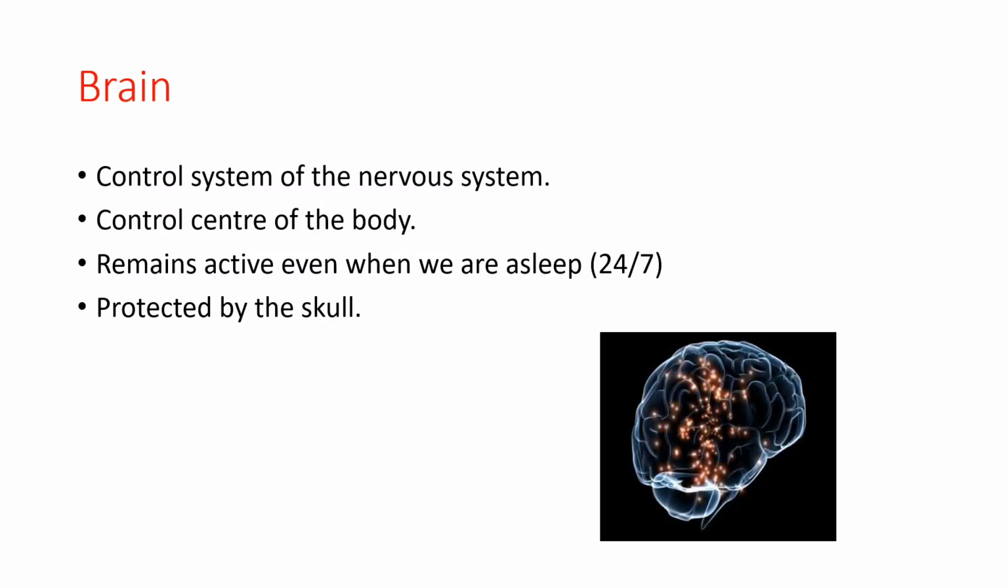Brain is the control system of the nervous system. It is also the control center of the body. It remains active even when we are asleep, so it works 24/7. It is protected by the skull.